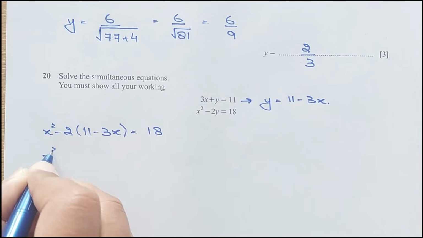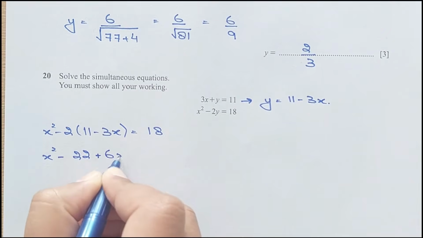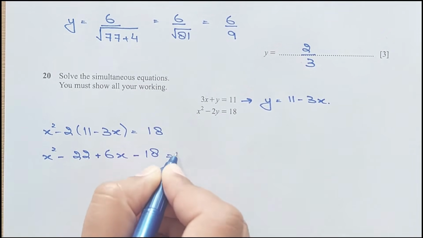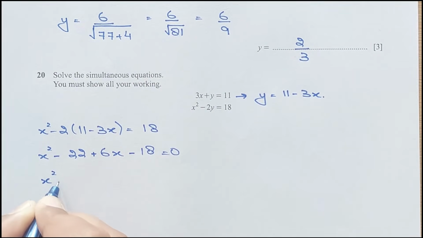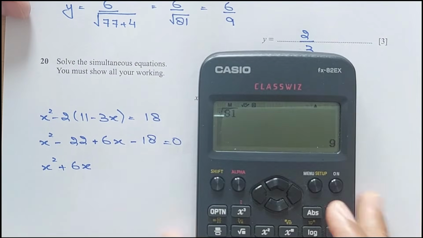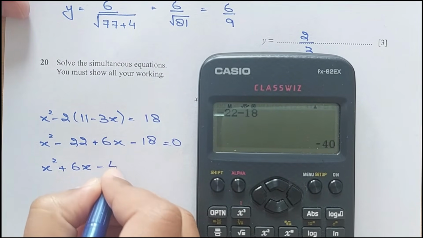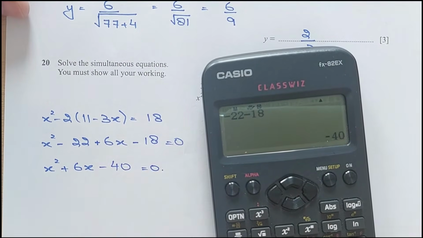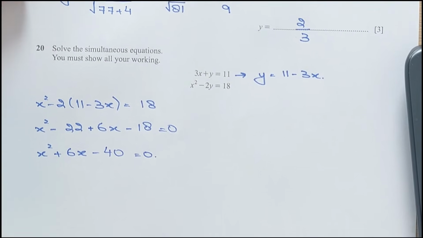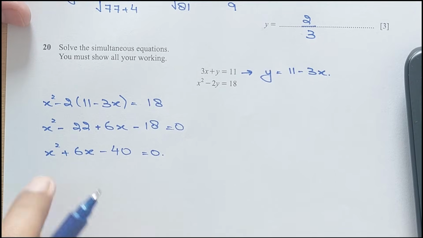Here we have x squared minus 22 plus 2 times 3, 6x, minus 18 equals 0. So we have x squared plus 6x, and negative 22 and negative 18 is minus 40, equals 0. So we have a quadratic equation. We have to solve to get the value for x. So let me factorize.